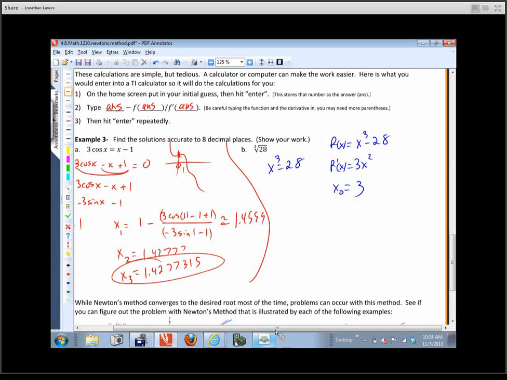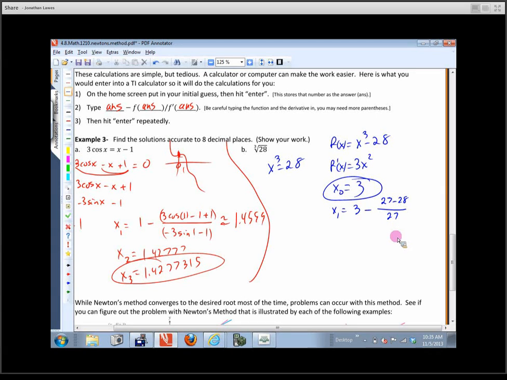Now, this you can do by hand. So here's our first guess. Here's our next guess. Our next guess is going to be the old guess minus the function value at the old guess. So that's going to be 27 minus 28 over the derivative at the old guess. So the derivative at the old guess, 27.